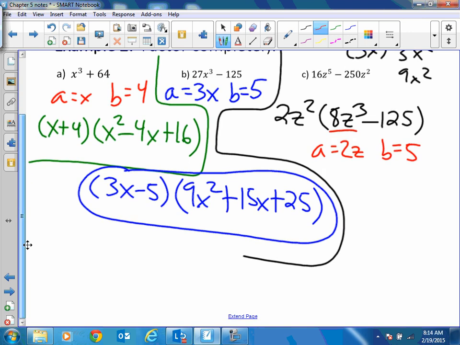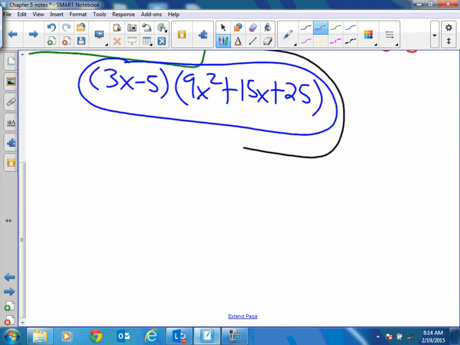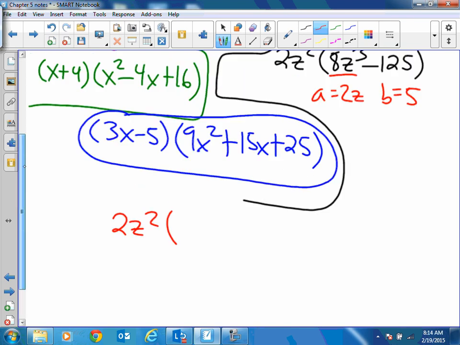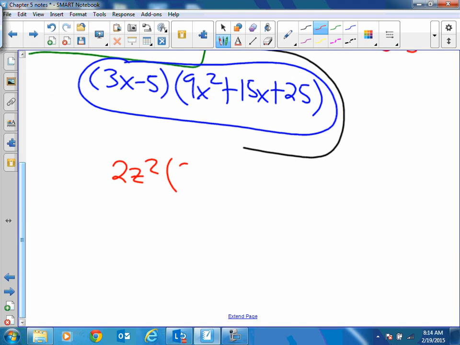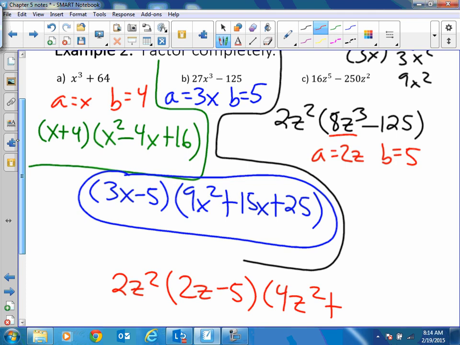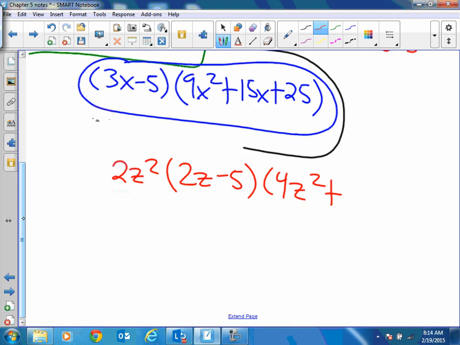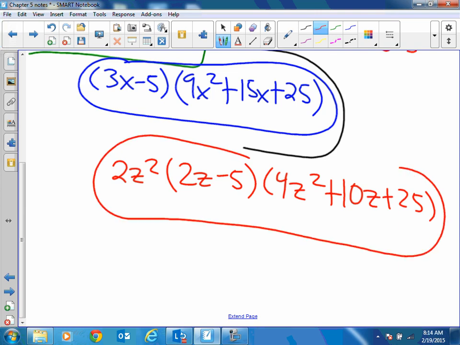So now, let's give ourselves some room. Okay, we'd have 2z squared, which we factored out. Then we'd have, since it's minus, same sign, 2z minus 5. Then we'd have 2z squared. 2z times 2z is 4z squared. Okay, plus, remember it's always opposite the first sign, minus, so plus. Then we're going to do 2z times 5, which is 10z. And then we're going to do b squared, which is 5 squared, 25. And that would be our answer.